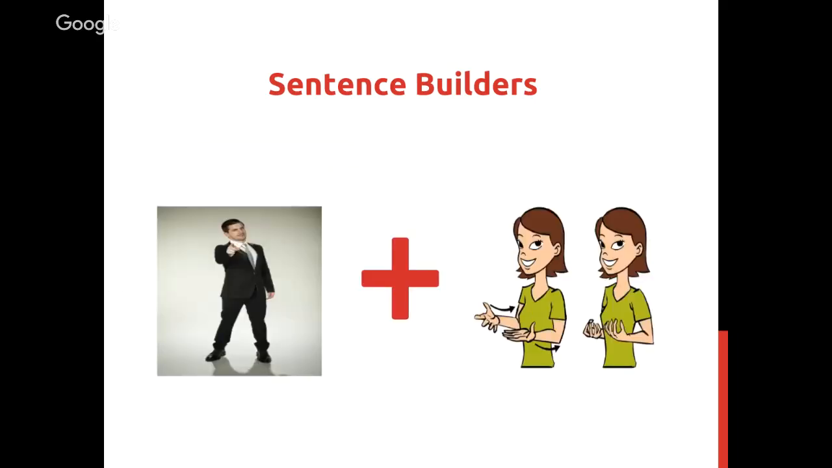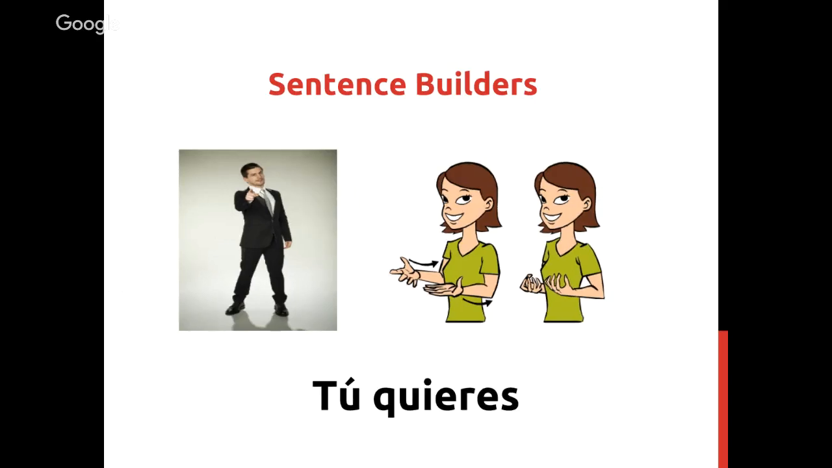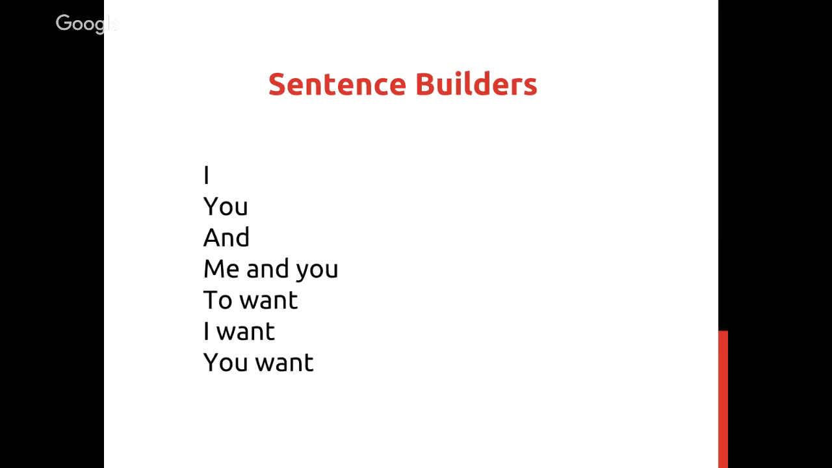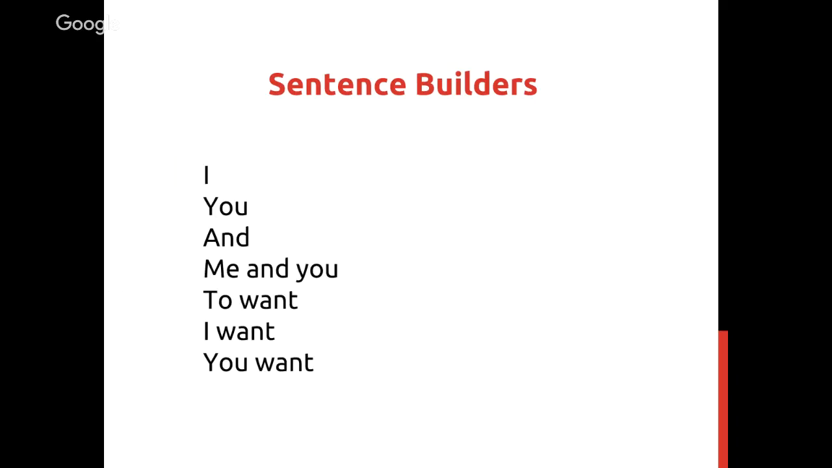And what about you want? You want in Spanish, you have to conjugate the verb again. So tú and querer, and then conjugate the verb, it becomes tú quieres. Okay, you want, tú quieres. Make sure you have the materials so you can get the best out of this course.